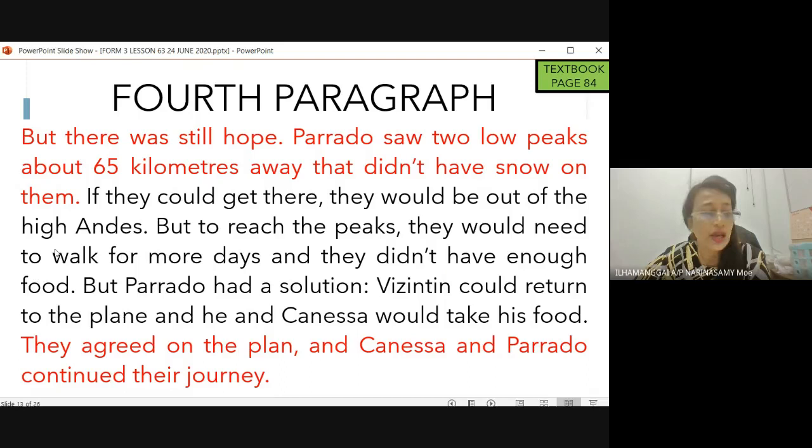It's not line four. I mean, look at my line. Don't look at your book line. My line is 1, 2, 3, 4, 5. So line five would have didn't have enough food. Okay. Right. Didn't have enough food. 5, 6. And Kanessa would take his food. Yeah, Kanessa would take the food.